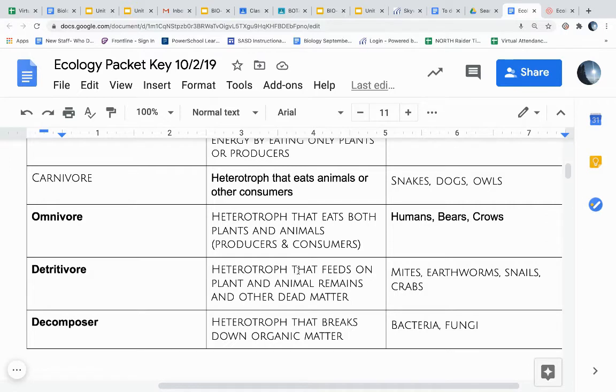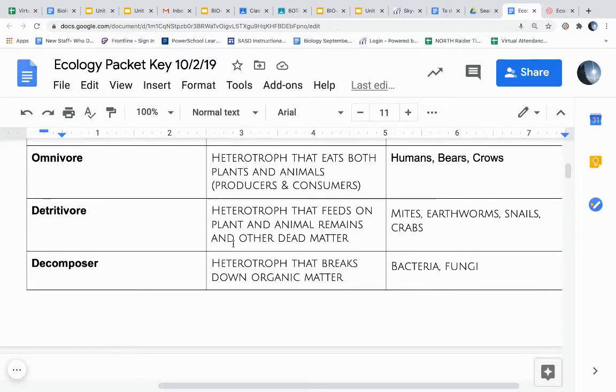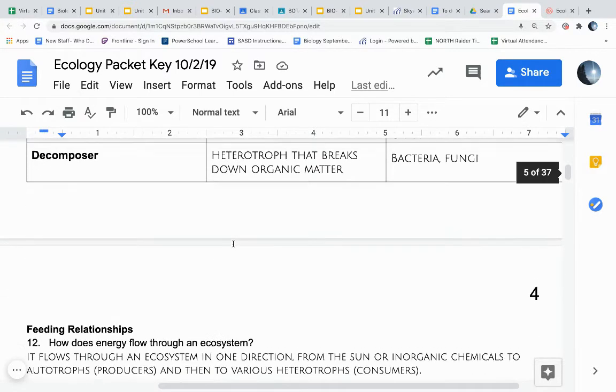Detritivores are heterotrophs that feed on dead plant and animal remains, but these actually eat those remains, and they're larger, mostly animals like mites, earthworms, snails, and crabs. They don't break it down at the microscopic chemical level like decomposers do, and these ones are oftentimes bacteria and fungi that break down the organic matter. They don't actually really eat the matter per se.